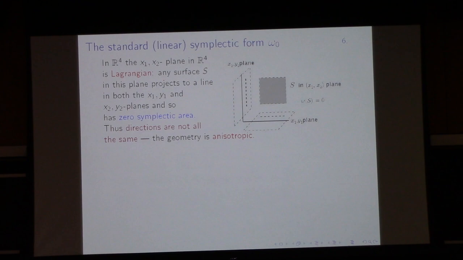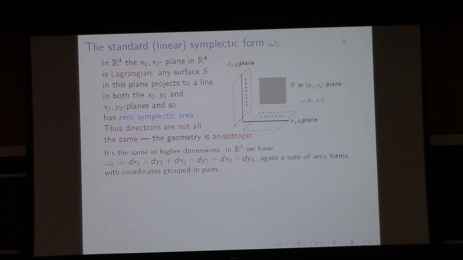And if you're looking in higher dimensions, I was talking about four dimensions, but in higher dimensions, in R6, you just do the same thing. You just group the coordinates in pairs, and add them up, and you get a sum of area forms.